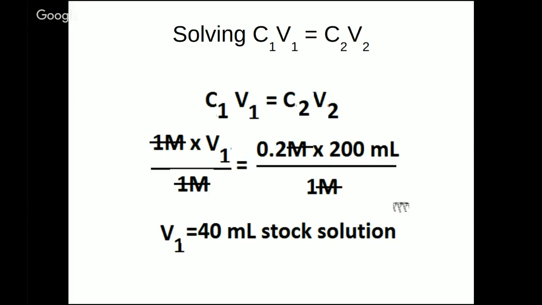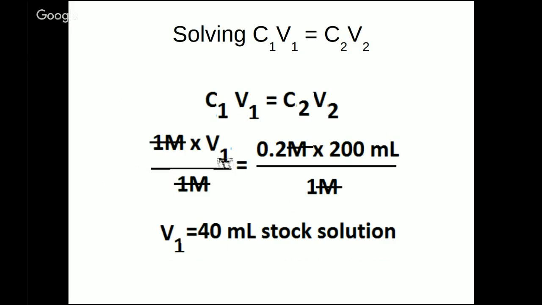Now, let's do the algebra. Let's look at the top of this equation here to start. My 1 molar times V1 equals my 0.2 molar times 200. How do I solve for V1? Well, V1's over here on this side. What I want to do algebraically is get it by itself.